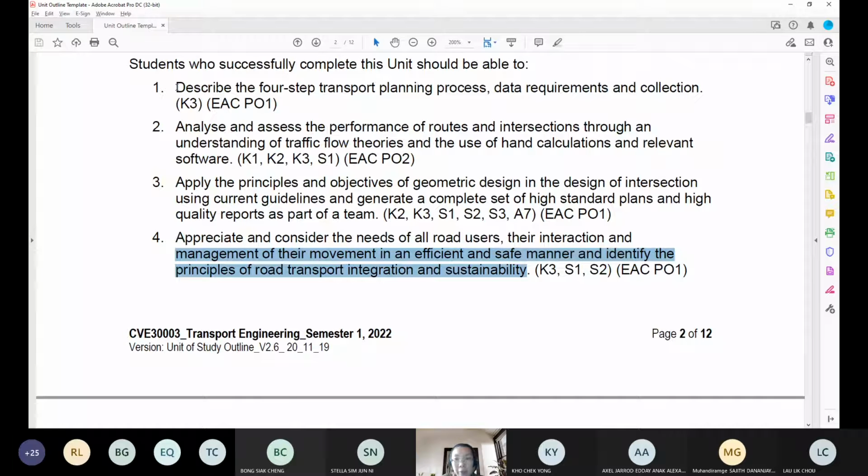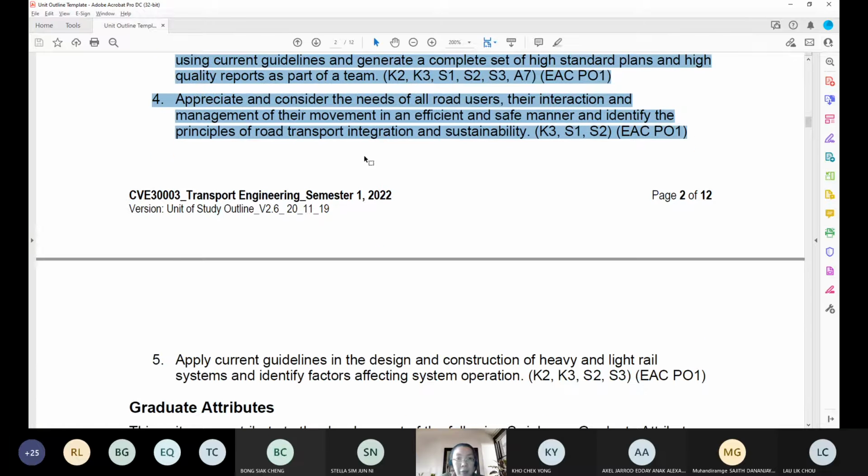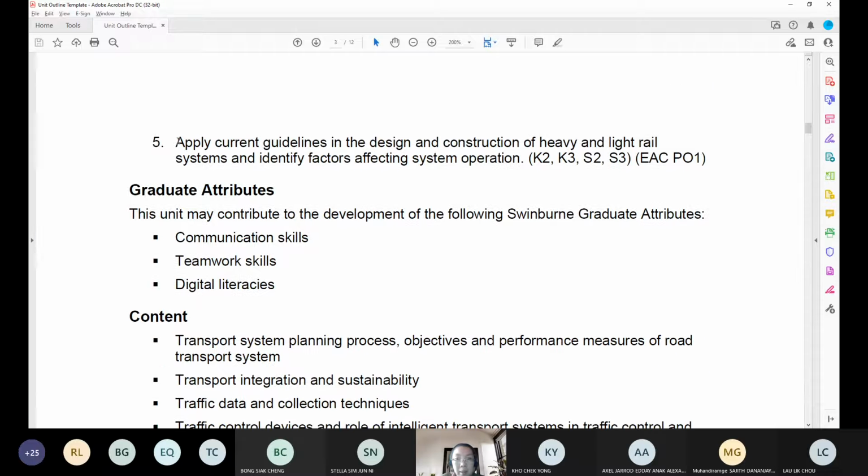Okay, so the first 4 learning outcomes are very much related to road transportation, and very much related to planning, managing your traffic, traffic engineering, managing your traffic, how you integrate all these together. Okay, now learning outcome number 5 is a standalone, independent one.